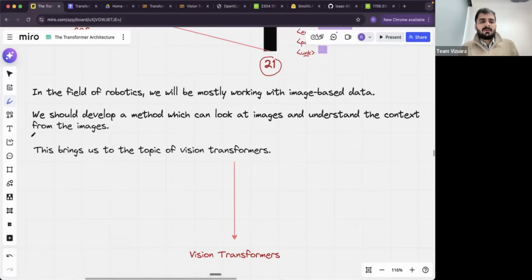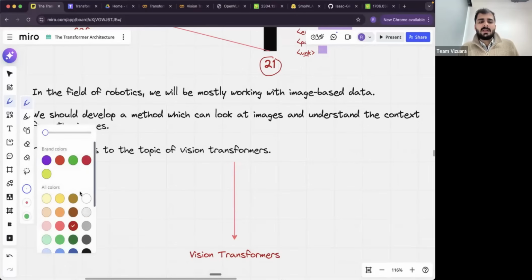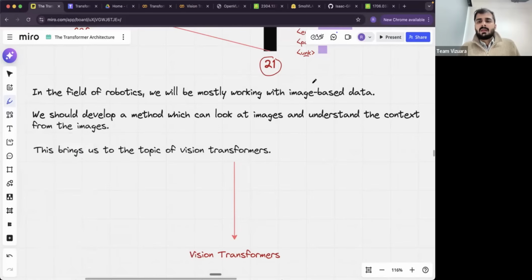In the field of robotics, we will mostly be working with image-based data. So far we have looked at sequences of text, right? But how does this translate to images? Images don't present themselves as a sequence. We just have an image. Text very naturally presents itself as a sequence. We know that something is coming next. But with images, you have a bunch of pixels you see at once, all of them together. You don't think of them as this comes before this, this comes after this, etc.